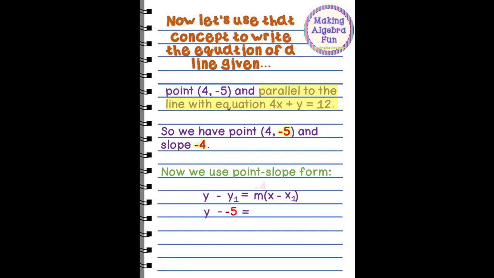My slope I just found was -4, and the x value comes from the point, and I plug that in, that's 4. And then I do two things. I distribute that -4 to get -4x plus 16. And you'll notice I changed minus a -5 to +5. Next, I'm going to move the 5 to the right, and that will leave you y by itself. We're going to combine 16 and -5 to get +11, and I'm done. I now have my equation in slope-intercept form.